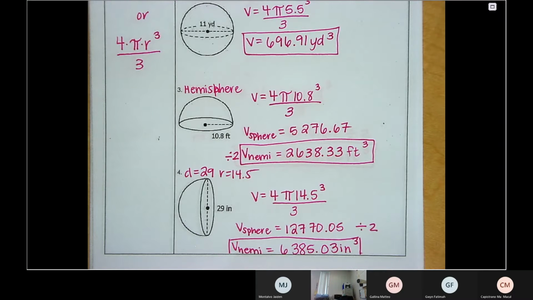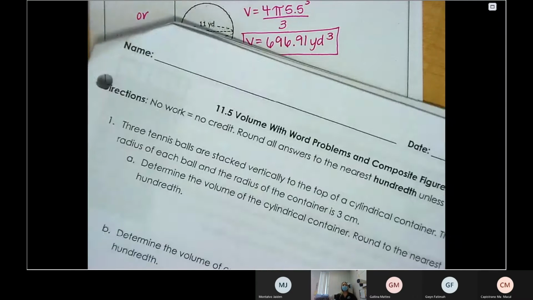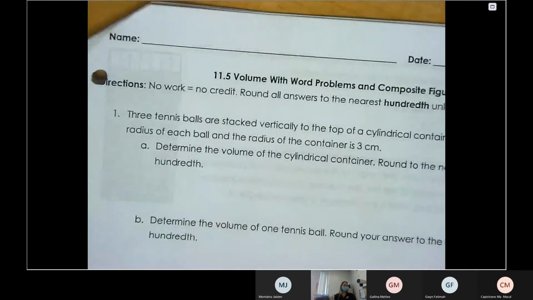All right, so now this is our final section, because the final section is word problems. It is just word problems about all of the different types of shapes, because your final exam, which is in about 20 days, is all word problems. So we want to make sure that we get really good at doing some word problems here.